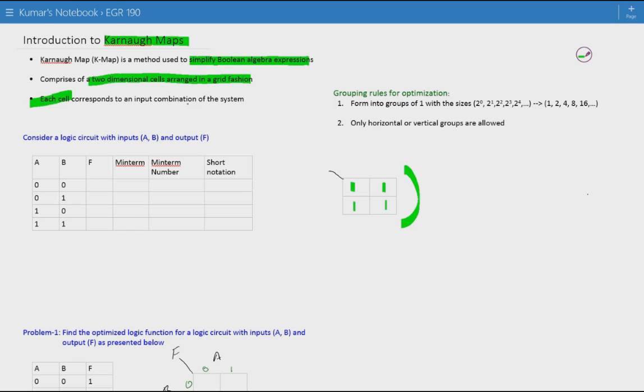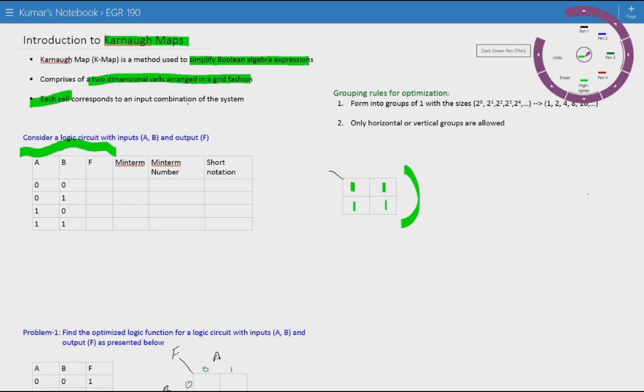So let's consider a simple function. It doesn't have any specific output, but let's say there is a logic circuit with input A, input B, and output F. As we know, when you have a circuit with two inputs, you have four combinations as shown here: 0 0, 0 1, 1 0, and 1 1. It doesn't matter what the output is for right now.